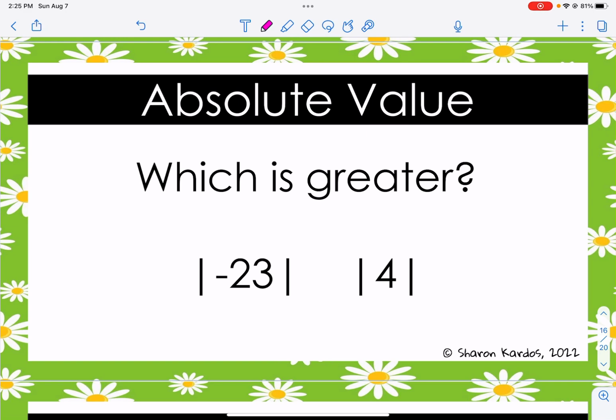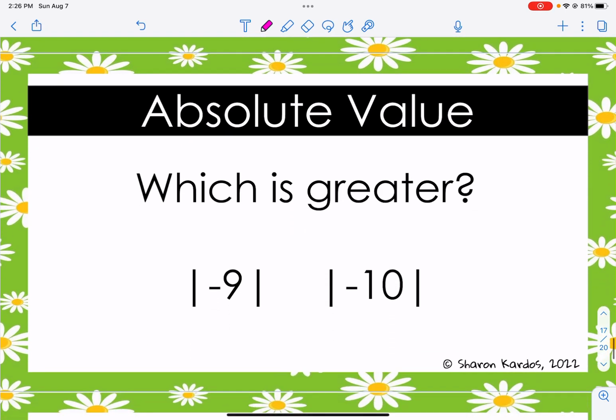So in order to be able to do this, I have to figure out what is the absolute value of -23 and what is the absolute value of 4. Well, it would take me 23 hops to get to 0, and on this side, it would take me 4 hops to get to 0. So the absolute value of -23 is greater. Remember, the little alligator mouth always wants to eat the bigger number, so the absolute value of -23 is greater.